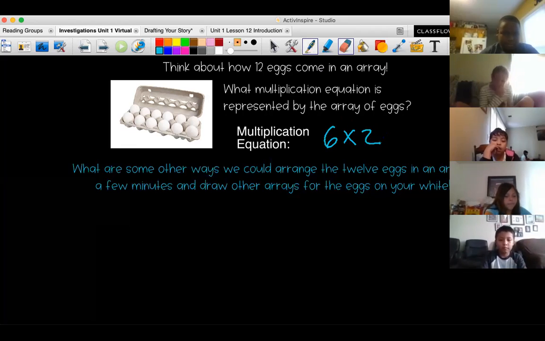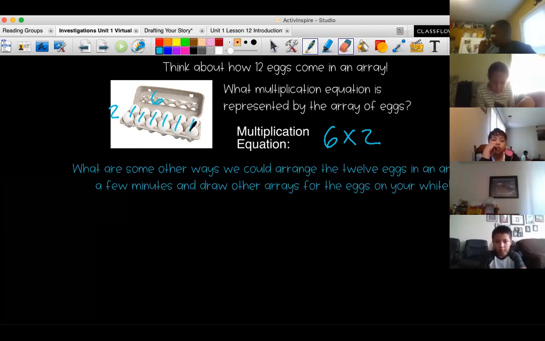Yep, so you said that there were 2 rows and 6 columns. So we had 1, 2, 3, 4, 5, 6, and 2 rows. 2 rows and 6 in each row. We need to ask Alex. I don't know. Okay, fine.